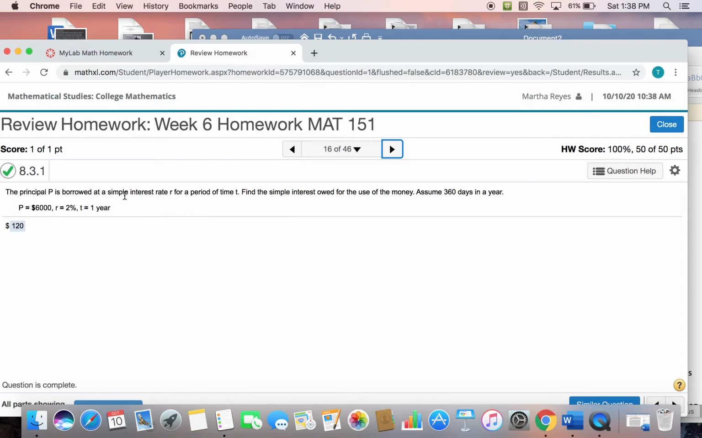Okay, principal P is borrowed at simple interest rate R for a period of time T. Find the simple interest owed for the use of the money. We don't need to worry about the days in a year yet until it gets compounded. So it would be 6,000 times 0.02 times 1 to get 120.